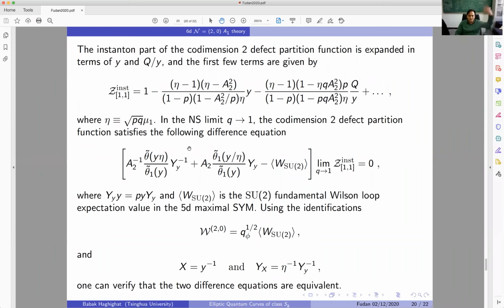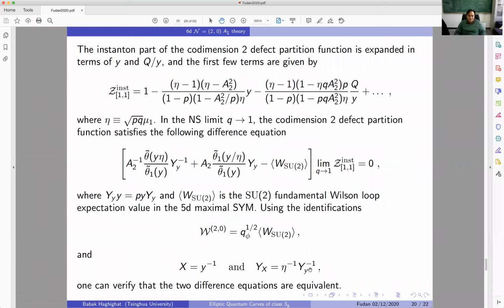In our case it generalizes to all the 6D (1,0) theories, but for the (2,0) theories, it is identical to their operator. If we do these identifications, the (2,0) Wilson surface is identified with their SU(2) Wilson surface, and we identify the defect fugacity with Y, the instanton fugacity of the circular quiver. Our 6D shift operator is identified with this eta parameter times the shift of their shift operator, which is the shift in the instanton fugacity.